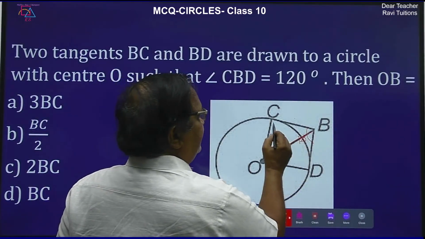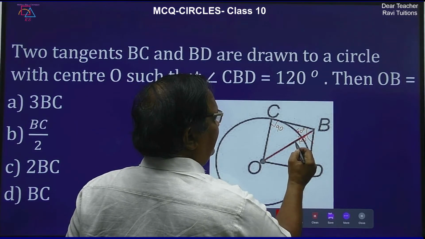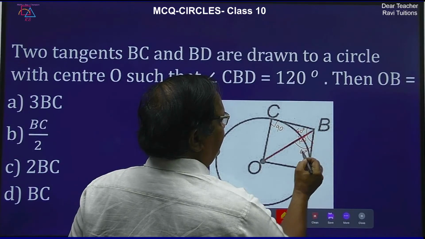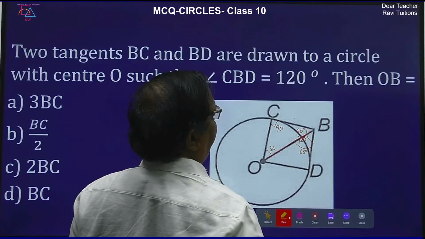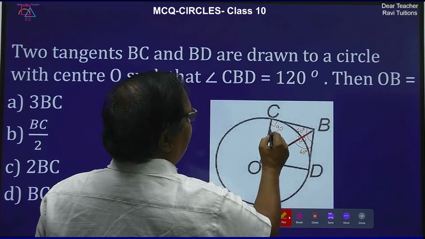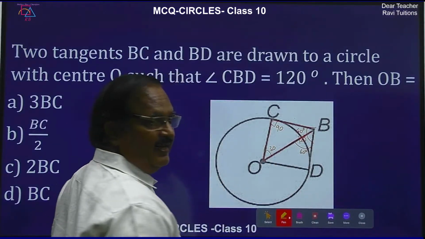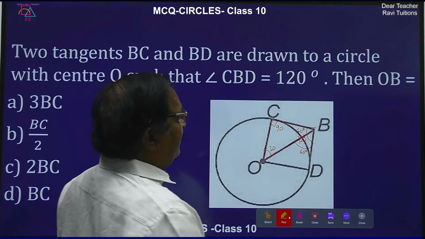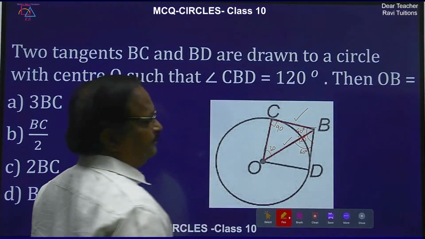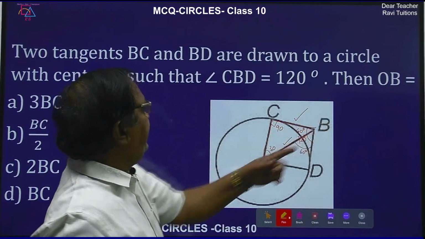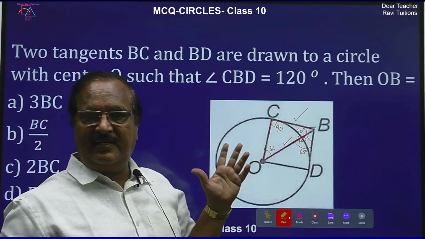This is 120 degrees, this is 90 degrees, and this will get bisected into 60 degrees, and this is also 60 degrees, and this is 30 degrees. Right. Now this is a right angle triangle. That means OCB is a right angle triangle. Now we have to find out the relation between OB and BC. All answers are in terms of BC.